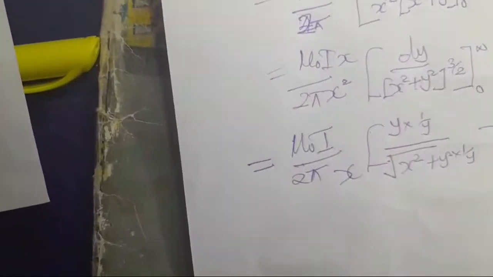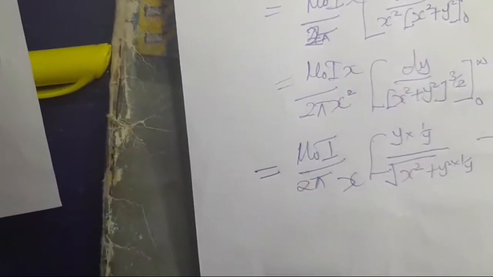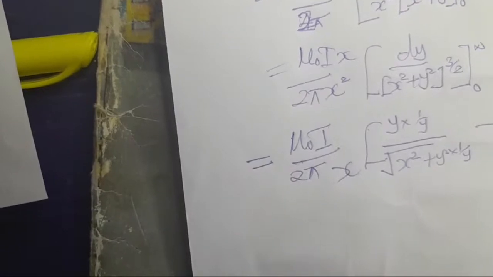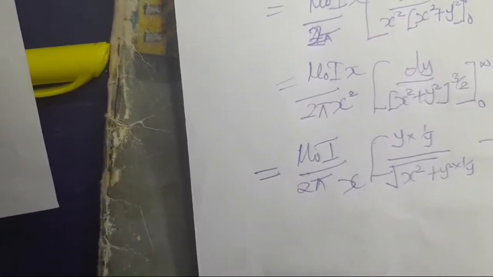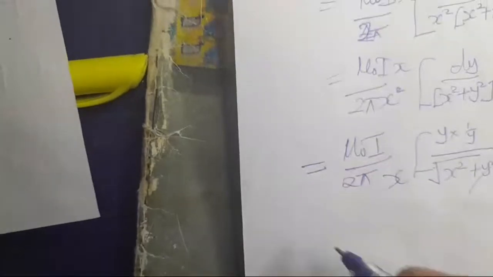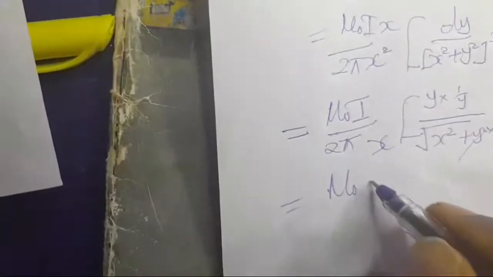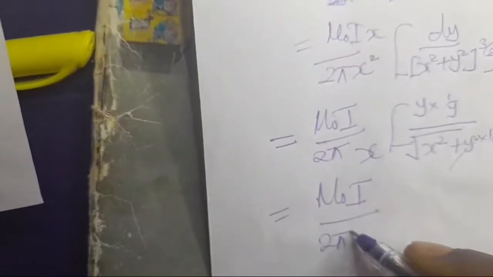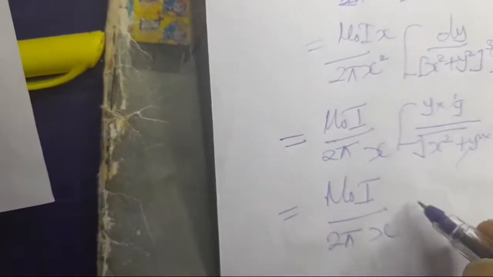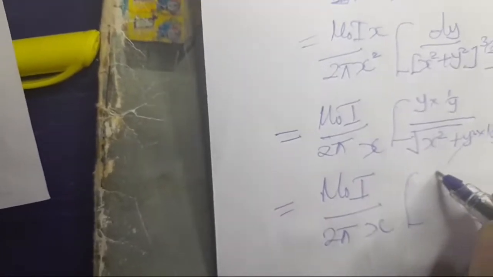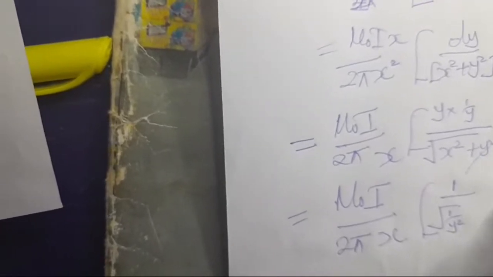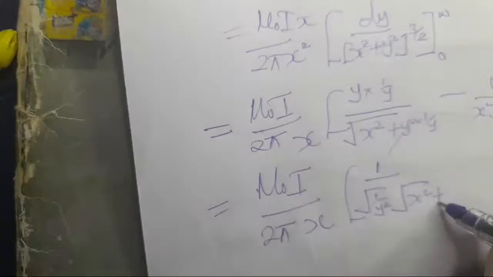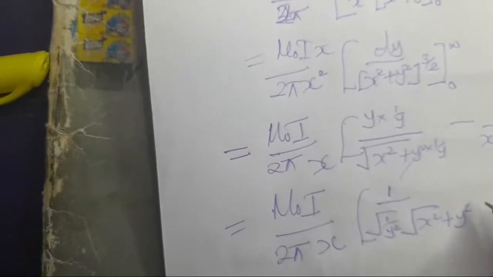Now, as y turns to infinity in this place, you're going to have something different. Also, in this other side, as y turns to infinity, you're also going to have something different. So, if y turns to infinity here, of course, what do we have here? We are going to have this I all over 2 pi x times 1 all over the square root of 1 over y squared in bracket times x squared plus y squared.